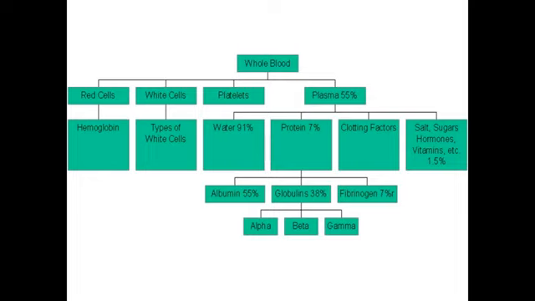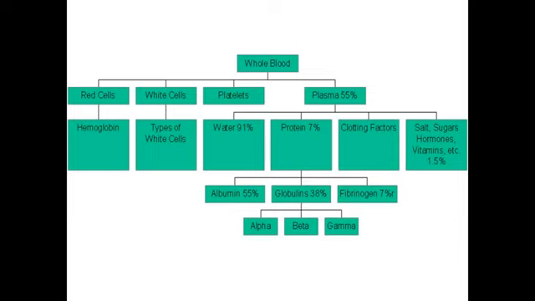Now the next is the plasma, which is 55%. This plasma includes water 91%, protein 7%. The proteins are known as plasma proteins because they are present in the plasma. There are three major types of proteins: albumin, globulin and fibrinogen. Globulins are again alpha globulin, beta globulin and gamma globulin.